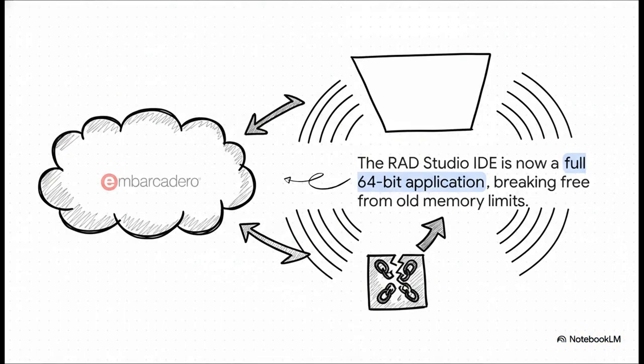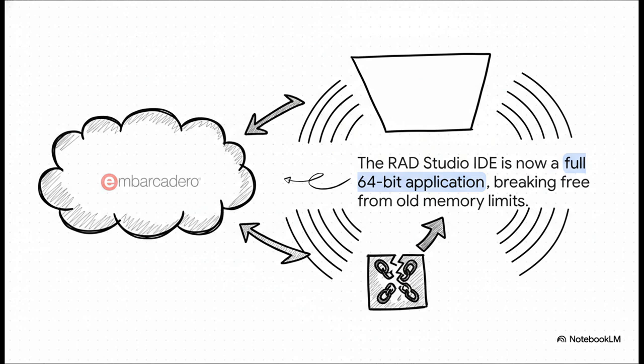And this is a foundational change. The RAD Studio IDE itself, the tool we developers live and breathe in all day, is now a full 64-bit application. This might sound like a minor technical detail, but the impact is absolutely profound. It means the IDE can finally break free from that old 3 to 4 gigabyte memory limit of 32-bit apps and use basically as much system RAM as it needs.